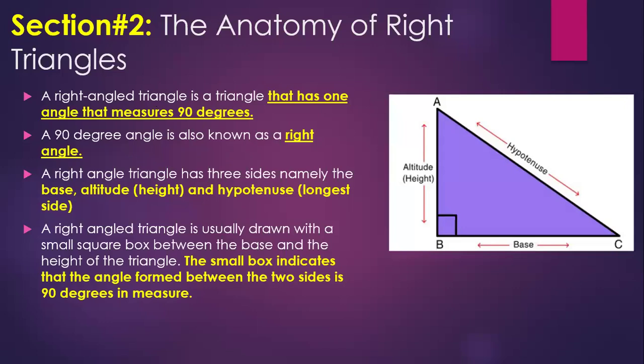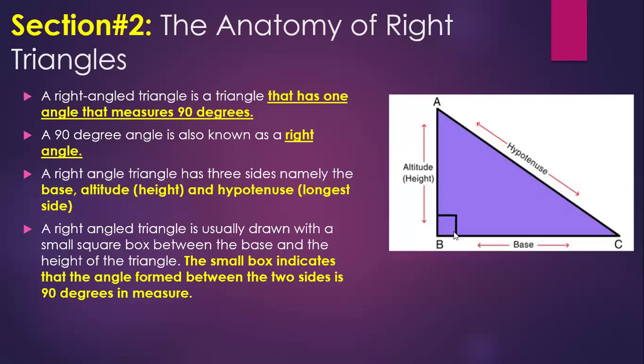Read the first line. A right angled triangle is a triangle that has one angle that measures 90 degrees. Yes, one angle that measures 90 degrees. That's how you know you're dealing with a right angle triangle, if one of the angles measures 90 degrees.